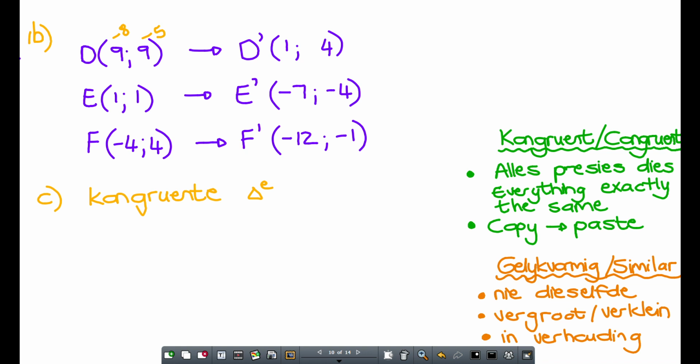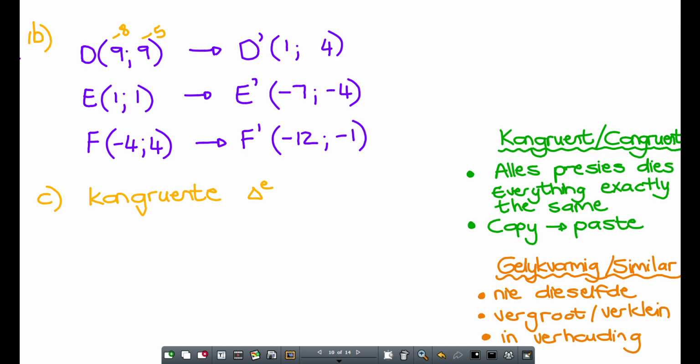So whenever we move or translate a shape, in this case it was a triangle, but I'm rather talking about a shape. When you translate it, it didn't get bigger or smaller. It stayed exactly the same. So that's why I'm saying copy, paste. You just move that same figure to a different part of your Cartesian plane. So everything stays exactly the same. So therefore, these two triangles would have been congruent.